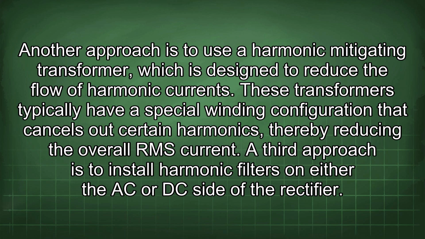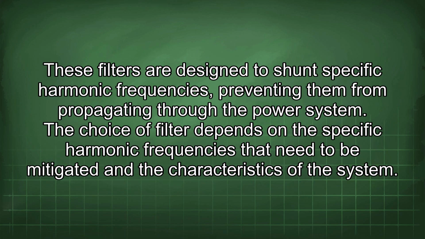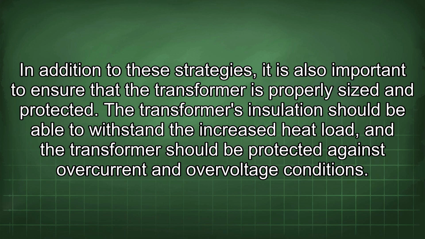A third approach is to install harmonic filters on either the AC or DC side of the rectifier. These filters are designed to shunt specific harmonic frequencies, preventing them from propagating through the power system. The choice of filter depends on the specific harmonic frequencies that need to be mitigated and the characteristics of the system. In addition to these strategies, it is also important to ensure that the transformer is properly sized and protected.